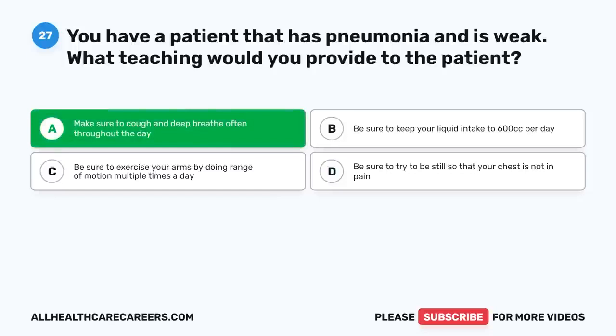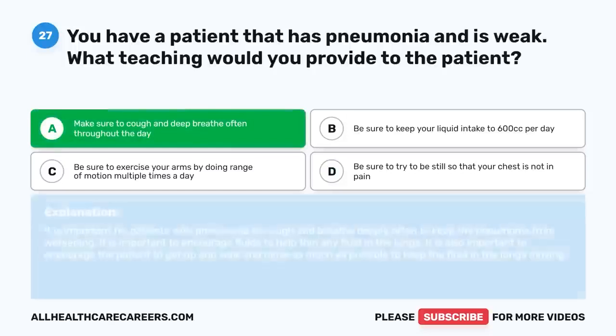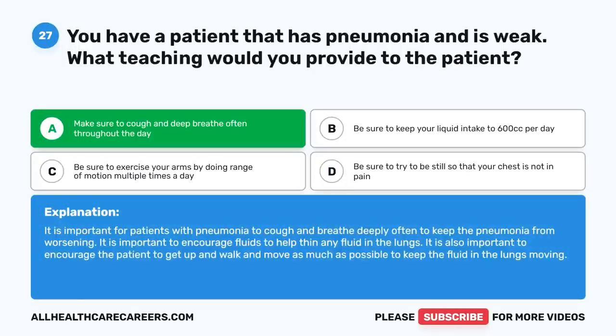Make sure to cough and deep breathe often throughout the day. It is important for patients with pneumonia to cough and breathe deeply often to keep the pneumonia from worsening. It is important to encourage fluids to help thin any fluid in the lungs. It is also important to encourage the patient to get up and walk and move as much as possible to keep the fluid in the lungs moving.